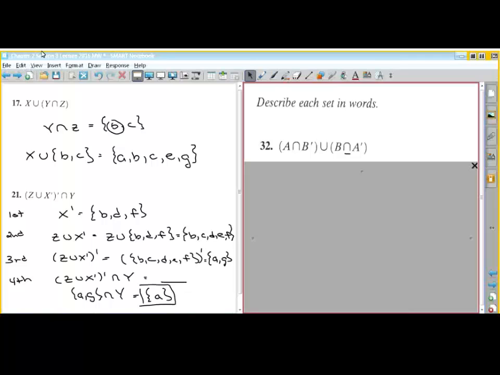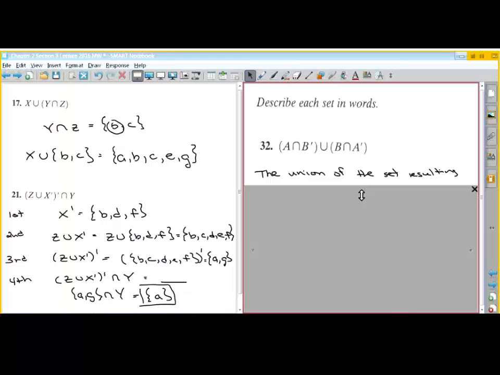Union, because it's the U. Okay. So what we're going to say here, I underlined it. Okay. So we're going to say the union. We start out in the middle. It's kind of almost the opposite of the way that we would do the actual operations.